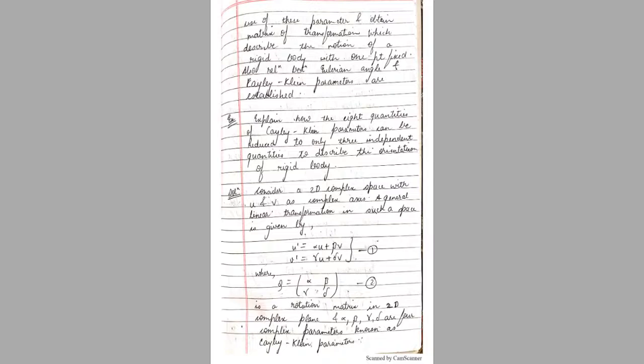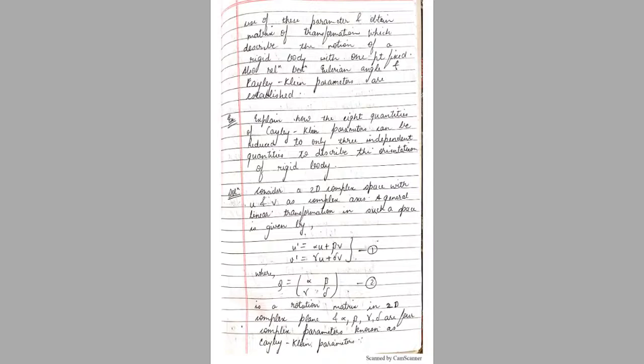So what we will do, I will consider a 2D complex plane, a two-dimensional plane. Consider one axis as u and the next axis as v. And a general linear transformation, you know, is represented by alpha x plus beta y, but in that case we have x axis and y axis. Now we will consider two axes u and v in the 2D complex plane. The linear transformation is represented by equation number 1: u dash is equal to alpha u plus beta v, v dash is equal to gamma u plus delta v.